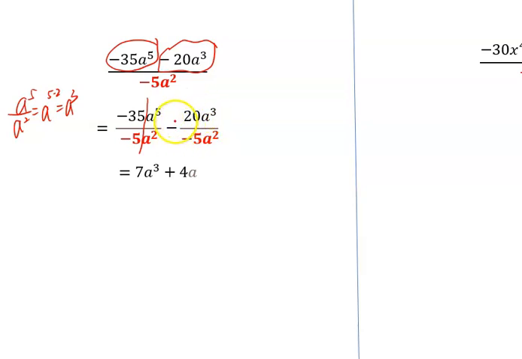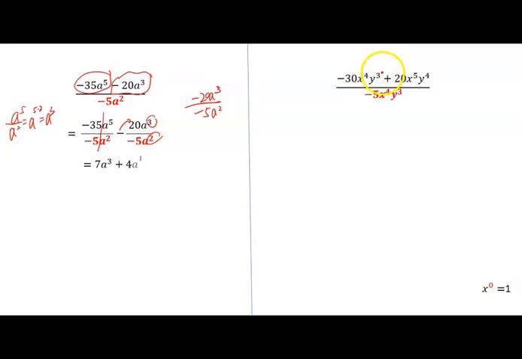And for the second part, the same thing. We can think of the minus sign as being in front of 20. So it's negative 20a^3, the second item, divided by the bottom. That gives us positive 4, and 3 minus 2 gives us 1. That 1 can be omitted. So 4a here.